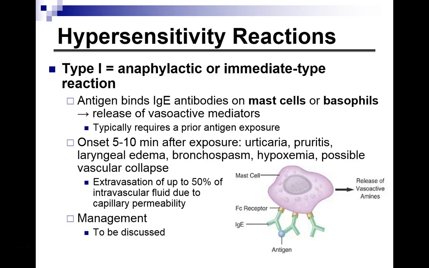Onset of the response can be rapid, usually within 5 to 10 minutes after exposure. And clinical manifestations include urticaria, pruritus, laryngeal edema, bronchospasm, hypoxemia, and even possible vascular collapse. In these patients, up to 50% of intravascular fluid may extravasate due to a marked increase in capillary permeability. And management of this clinical condition will be discussed in subsequent videos. In this picture, we see a mast cell with its IgE antibodies attached to it, and antigens bind to these antibodies, leading to the release of vasoactive amines.